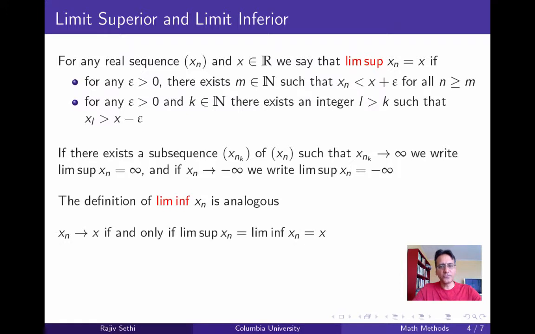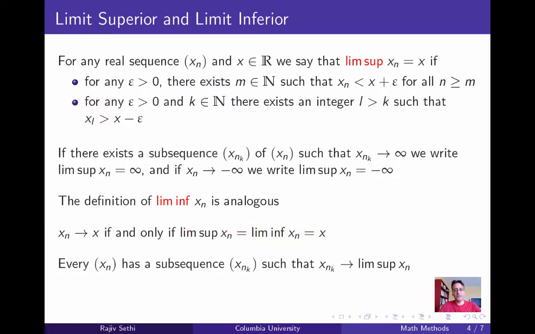Now it can be shown, and you should verify this, that the sequence xn converges to the point x if and only if both the lim sup and the lim inf of the sequence are equal to x. And furthermore, it's true that every real sequence xn has a subsequence xnk that converges to the lim sup, and the same holds for the limit inferior. Every sequence has a subsequence that converges to the lim inf of that sequence.